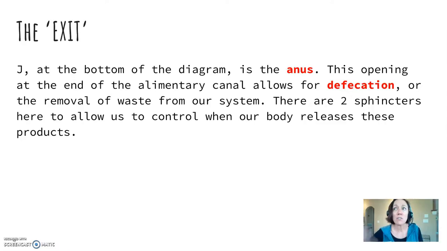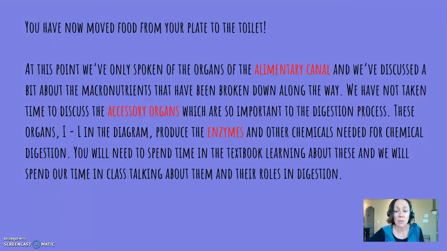All the other sphincters within your system are triggered by the presence of something pressing on them. The food moves along, presses on the sphincter, and it moves through. But you have willful control over especially that external anal sphincter. So now we've moved from plate to the toilet. And at this point, all we've really talked about is the alimentary canal itself. That's the tube from mouth to anus.